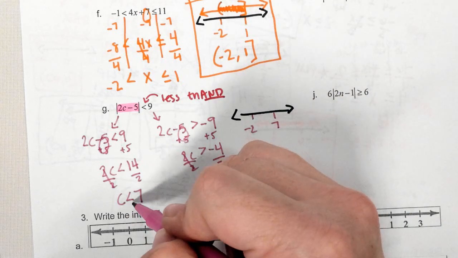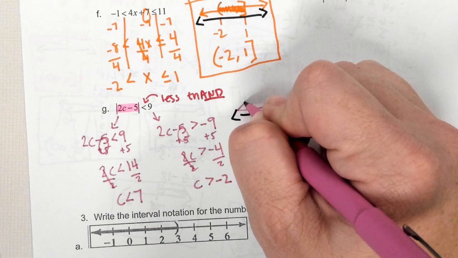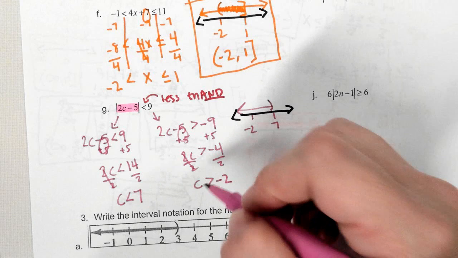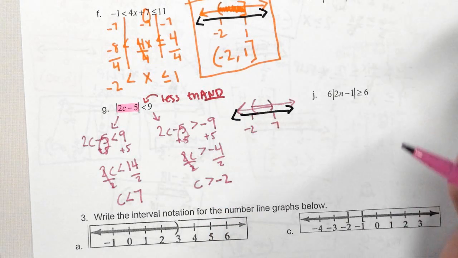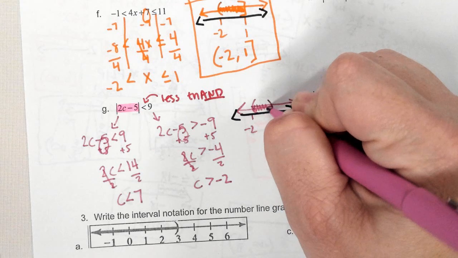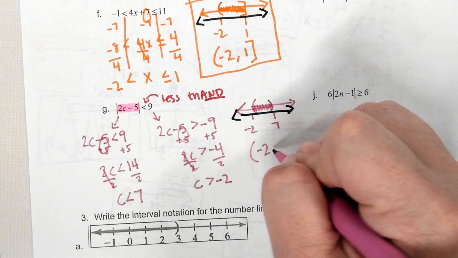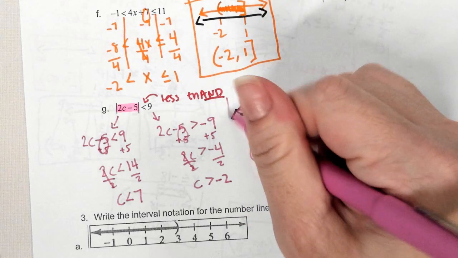So c is less than 7. Less goes to the left. It's not equal to, so it gets parentheses. c is greater than -2. Greater goes to the right. It's not equal to, so it gets parentheses. And this is and, so it's where it overlaps, from -2 to 7, both with parentheses.